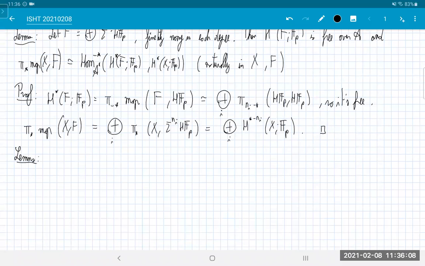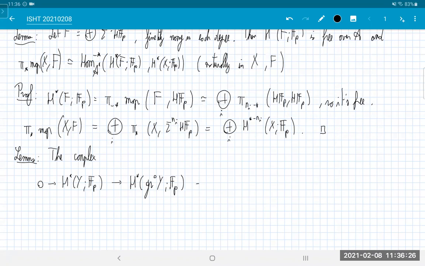So we need now another lemma. The complex, so zero, H upper star Y FP maps to H upper star graded zero Y FP, maps to H upper star minus one. I'll describe in a second where these complexes come from, but it is exact. There are two maps missing. Yes, they are, thank you. Well, at least one. Oh, and here is the other. Yes, thank you, sorry.